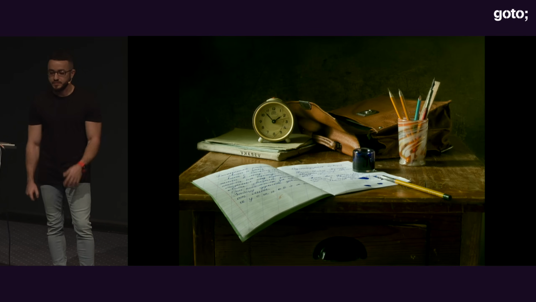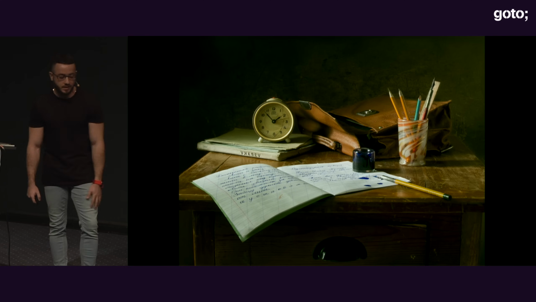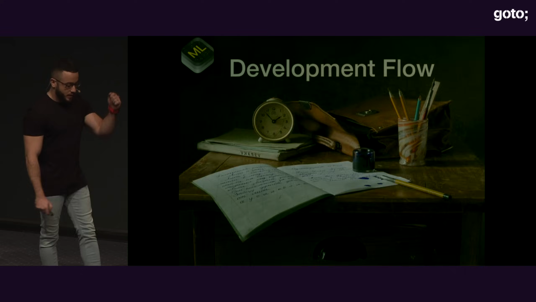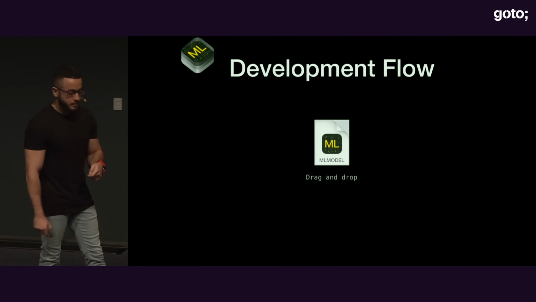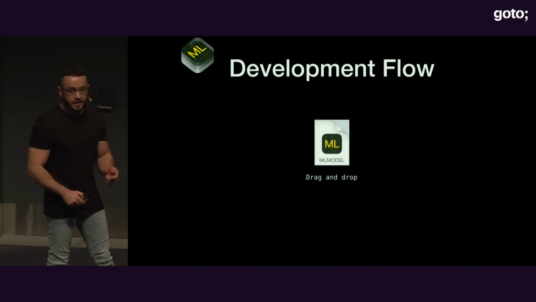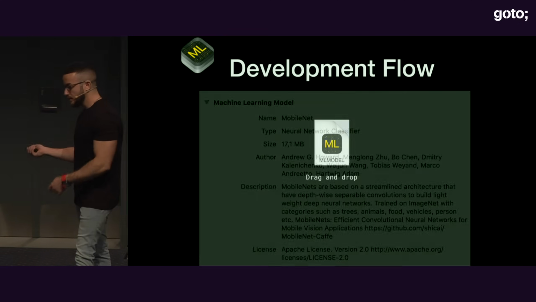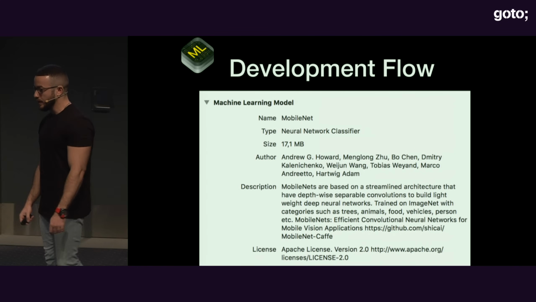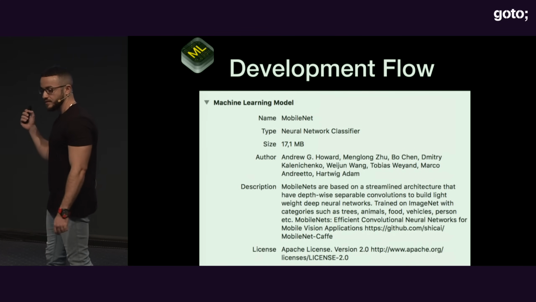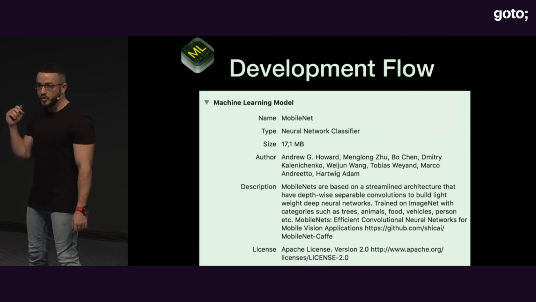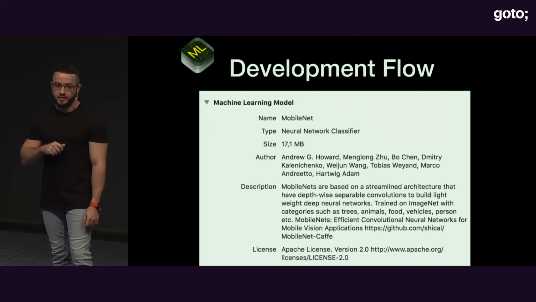We have 3 steps, but we also have 1 step before the 3 steps: first I need to drag and drop my CoreML model. And Xcode has a preview feature where we can see what this model is. So if I open this in Xcode, I can see the name of the model. It's called MobileNet. I can see that it has type classifier. This means that this model isn't only the training data, but it's also the classifier.